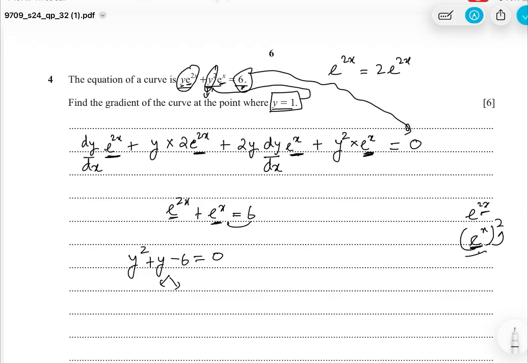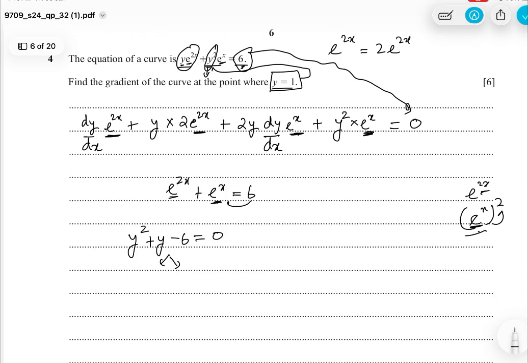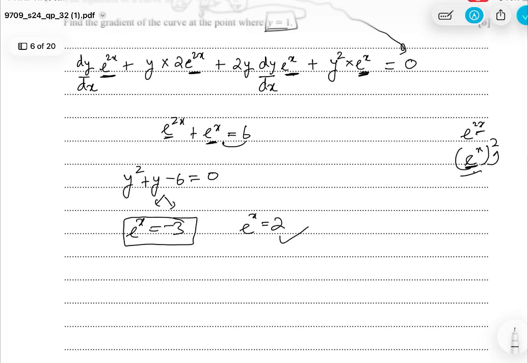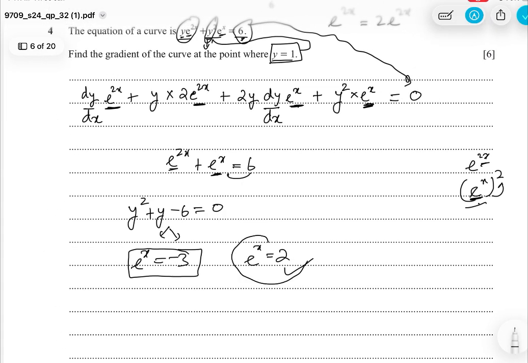We will get our two values: e to the power x equals minus 3 and e to the power x equals 2. Yes or no? We will ignore the value e to the power x equals minus 3 and take this one. So we will substitute e to the power x equals 2 and y equals 1 into our equation, this one.